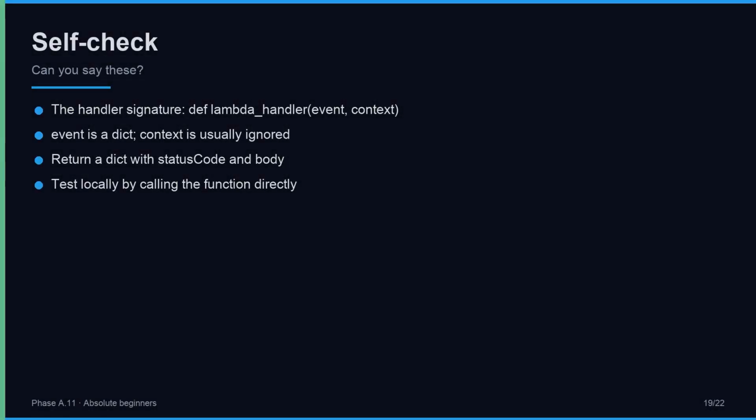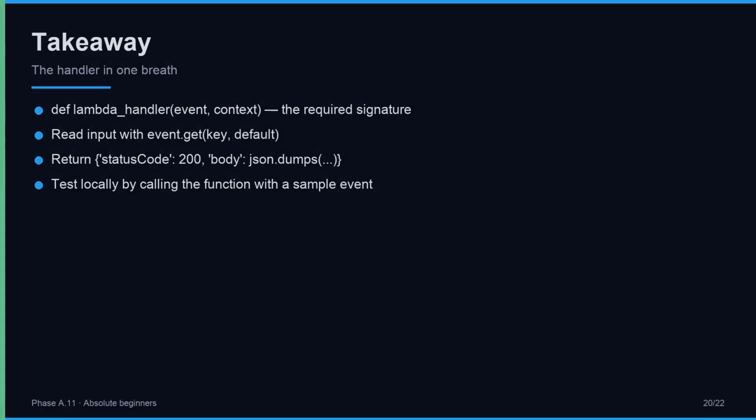Quick self-check. Can you write the handler's signature from memory? Can you explain why you use .get to read from event? Can you name the two mandatory keys in the return dictionary? Can you explain how to test a handler locally without deploying? If any feels shaky, rewatch the matching part. You should be able to write a working handler from a blank file before moving on to deployment. Say each out loud.